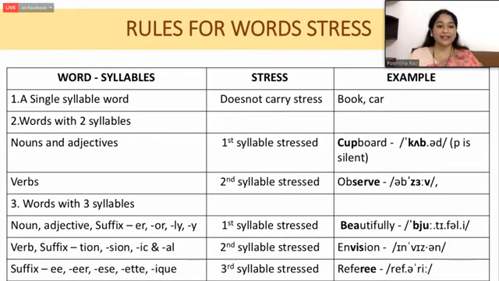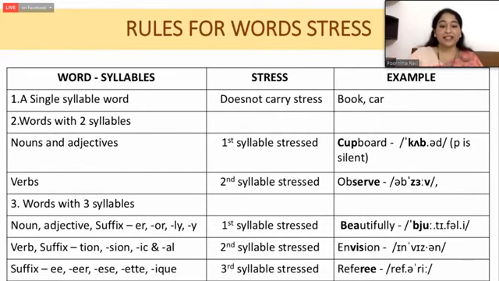The next is verbs. Now, with verbs with two syllables, the stress does not come right in the beginning, but it shifts. The second syllable is stressed. Let us look at the word observe. Observe. Two syllables. It is in the second syllable that the stress is given, that is, observe.